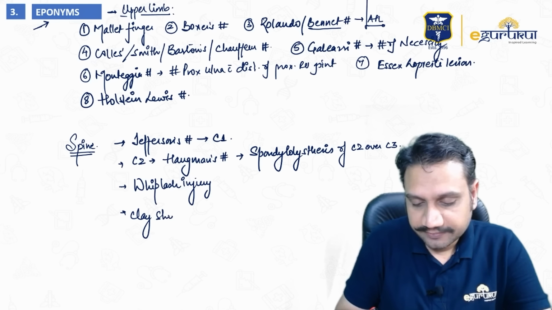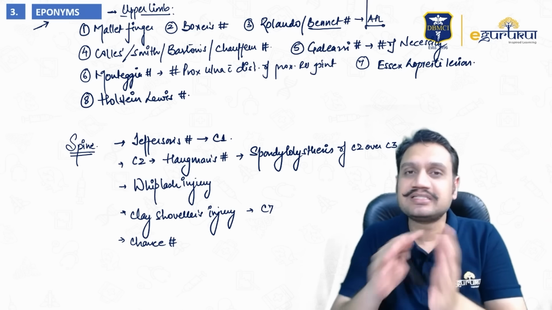Usually the C7, right? Can be of T1 also. And then another injury that we have in the spine, that's what you call the chance fracture. What's a chance fracture? A compression fracture of the vertebra with a fracture line passing through all the posterior elements. That means everything is gone.